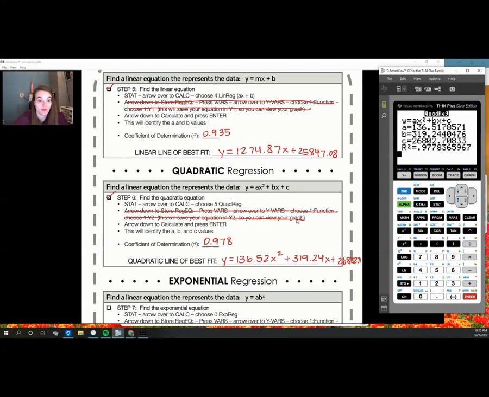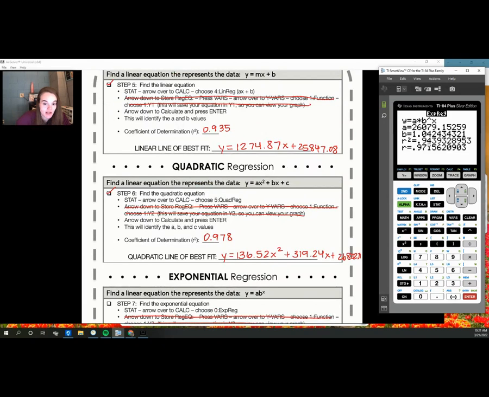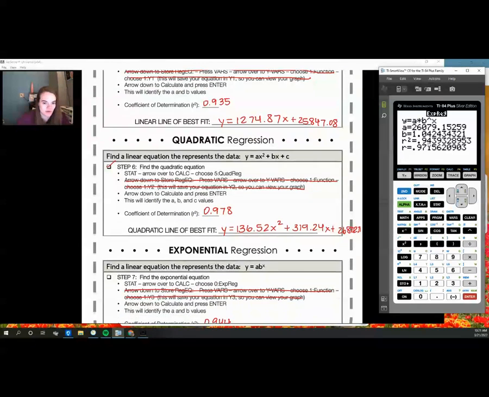Okay, let's see if exponential is better. Sometimes it's possible that exponential is better. Same process. Press stat. Go over to calculate. Choose 0, so it's all the way at the bottom. And go all the way down to calculate and press enter. Okay, still going to cross out this one. I'm not doing that. Our r squared value this time is 0.944, which tells us quadratic is better, but exponential is better than linear. However, since quadratic is the best, that's the one that's actually going to match.